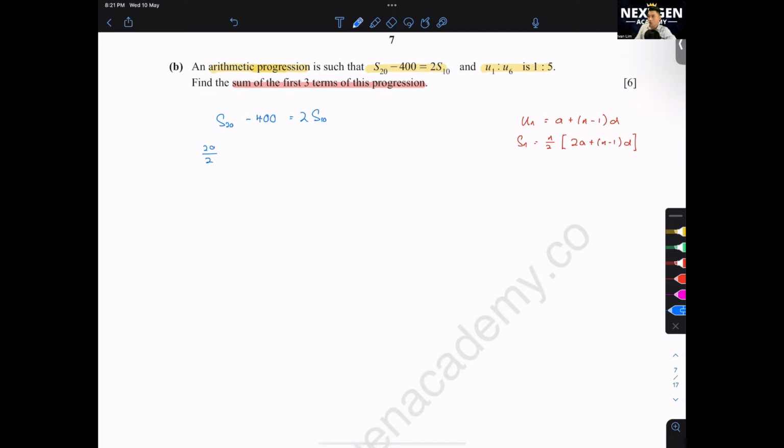You get 20 over 2, (2A + 19D), minus 400 equals 2 times 10 over 2, (2A + 9D). Okay, a lot of values. Be careful when you calculate this. What am I going to do over here? I will convert this to 10. So 10 times 2, 20A + 190D minus 400 equals, okay, here what can I do? I can make it 5.